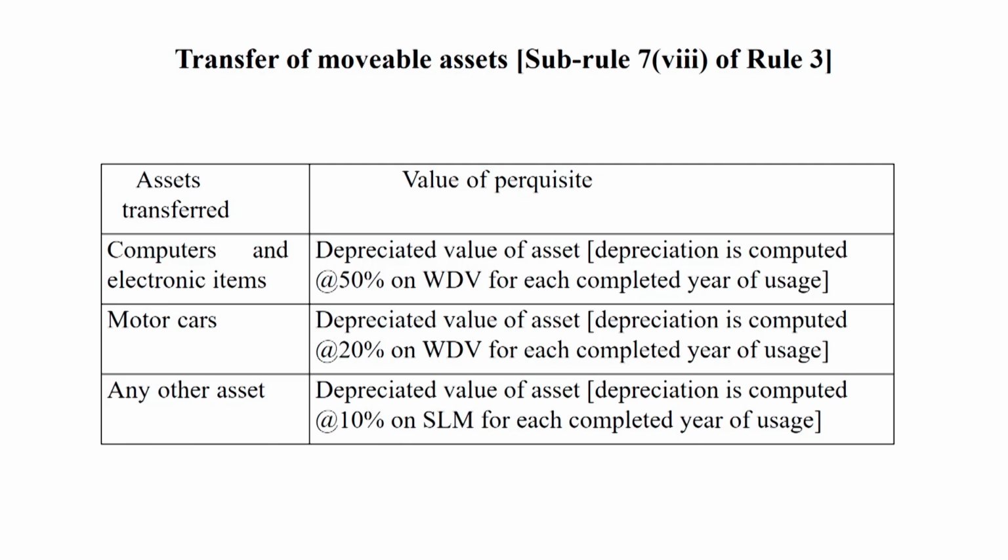Transfer of any other asset, transfer of motor car. In the case of transfer of motor car, it is considered as 20% on WDB. In the case of other asset, 10% on SLM. SLM means straight line method. Okay, students.